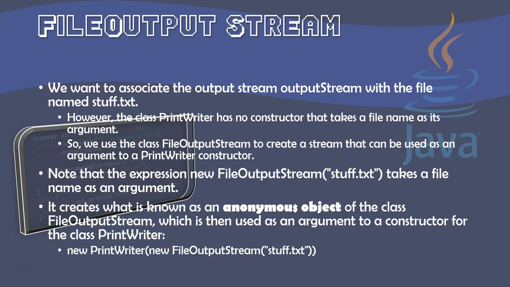Now, the expression new FileOutputStream("stuff.txt") is the argument we're passing in, and it creates what's known as an anonymous object of the class, which is then used as an argument for that constructor. So: new PrintWriter(new FileOutputStream("stuff.txt")). Don't worry about what an anonymous object is at this point. Just know that it's terminology we're going to see and get familiar with. You don't have to fully understand it yet. Just know that this is the format we're going to use whenever we want to use a FileOutputStream.